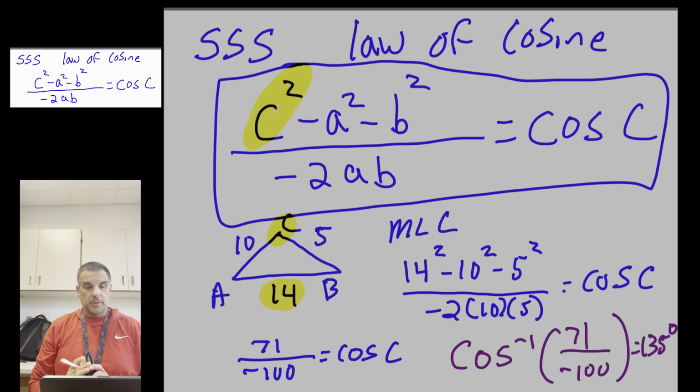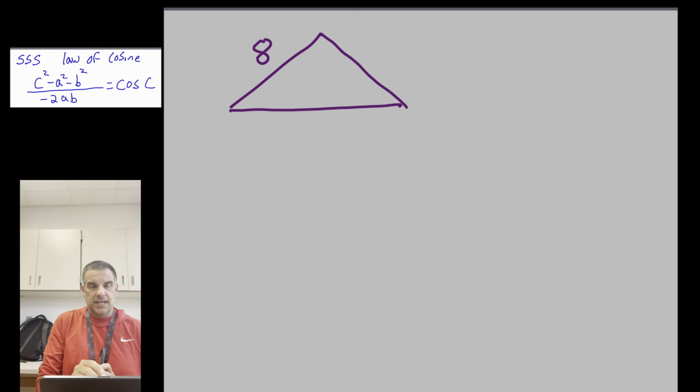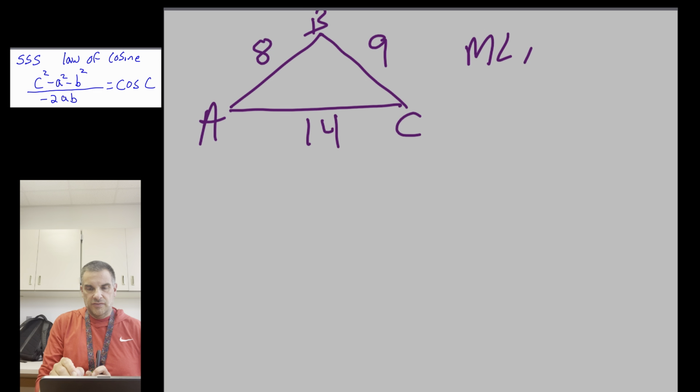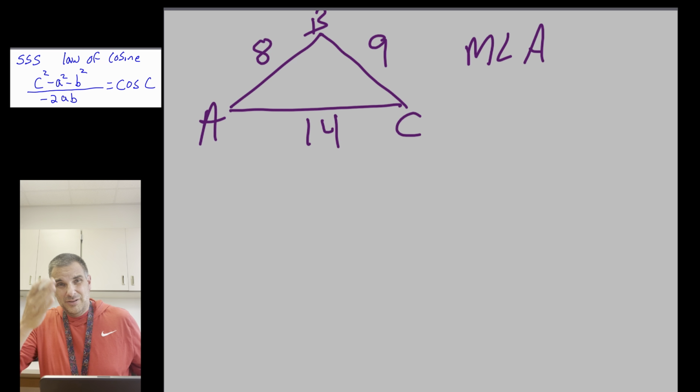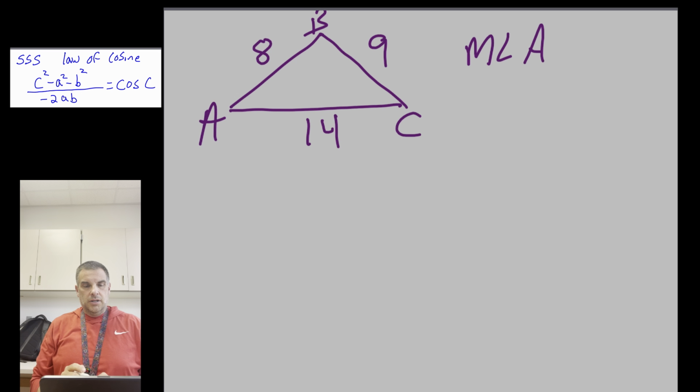All right, so there's the formula we're going to use for side, side, side. Let's go ahead and try another one. Let's go 8, 9, and 14. Call this A, B, and C. We're going to find the measure of angle A. We'll do this one together. If you're ready to pause, pause. If not, whatever. So angle A is right here.